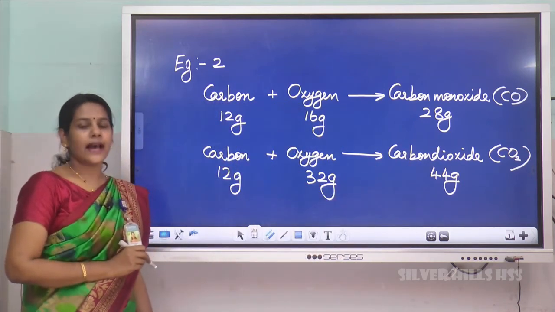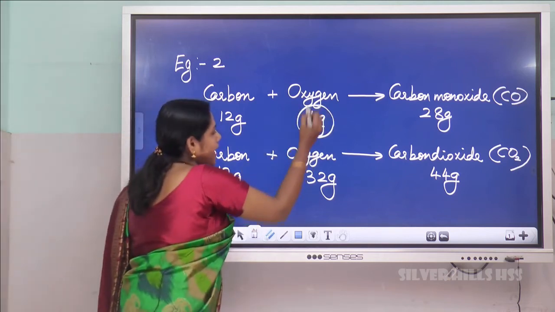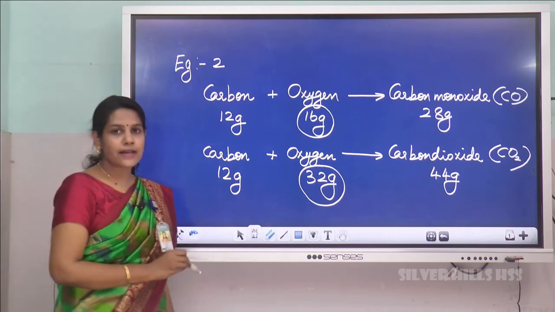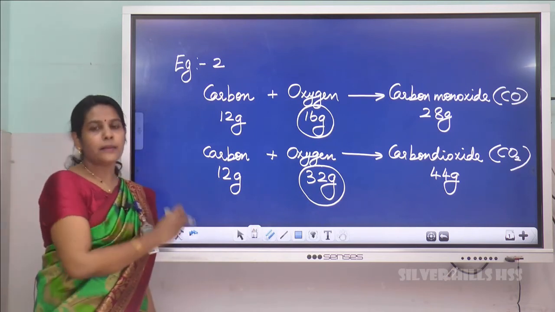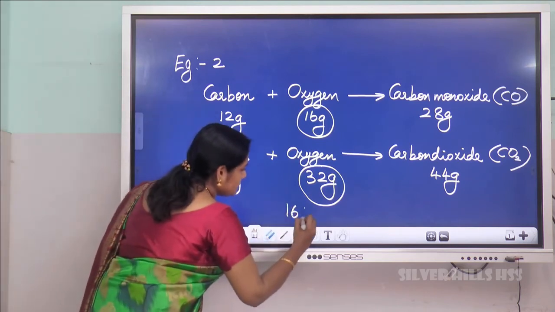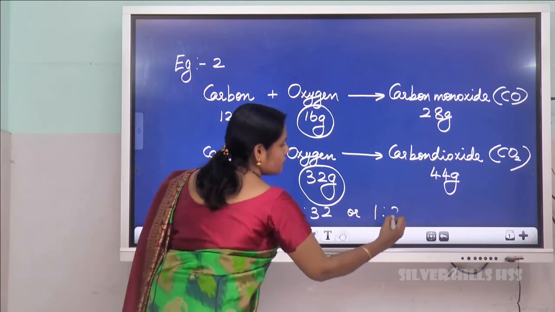Here you can see that the masses of oxygen, that is 16 gram and 32 gram, that combine with a fixed mass of carbon, that is 12 gram, bear a simple ratio, that is 16:32 or 1:2.